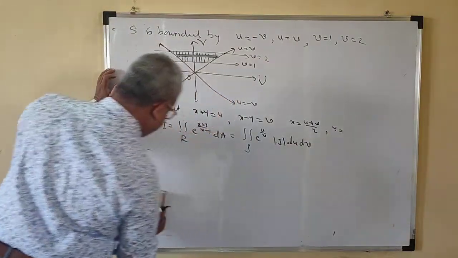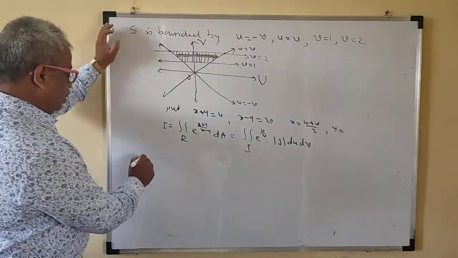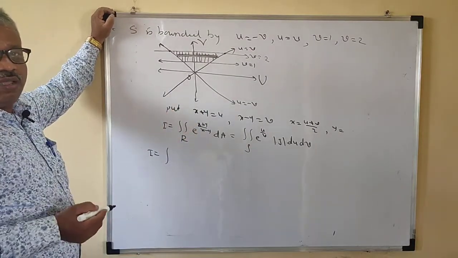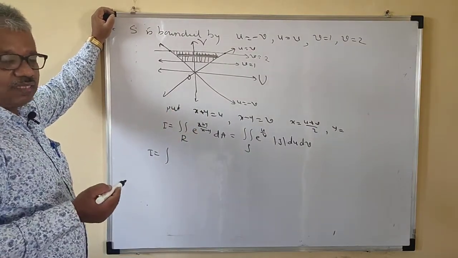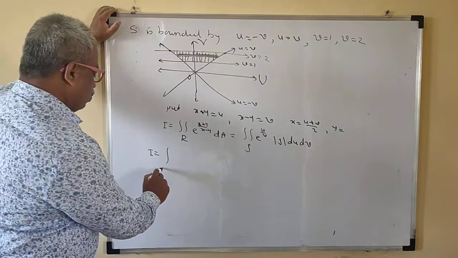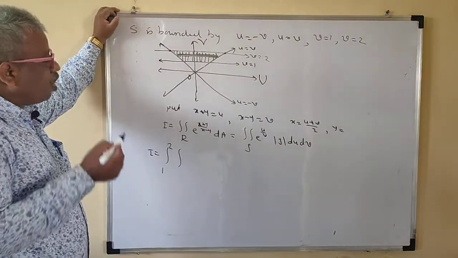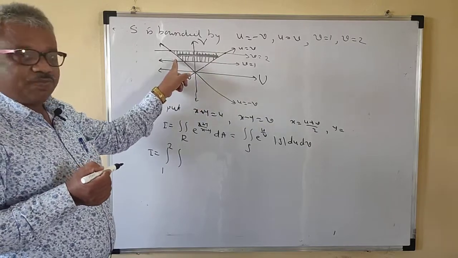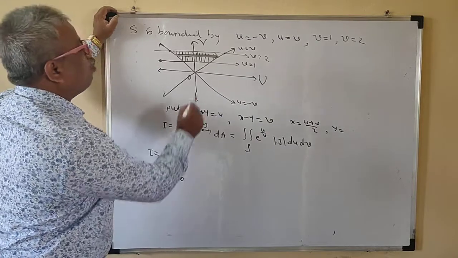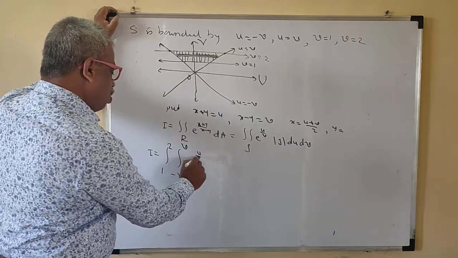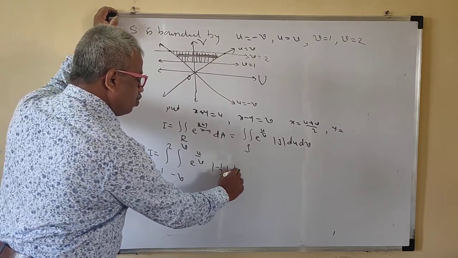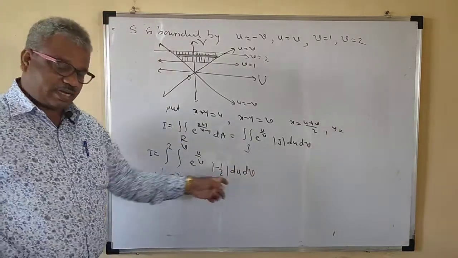So I is equal to the integration. Because your strip is parallel to the u axis, first we are writing the limits of v. The limits of v run from 1 to 2. Then the limits of u: from the left curve u is minus v, and from the right curve u is v, of e raised to u upon v, with Jacobian mod of minus half, du dv.